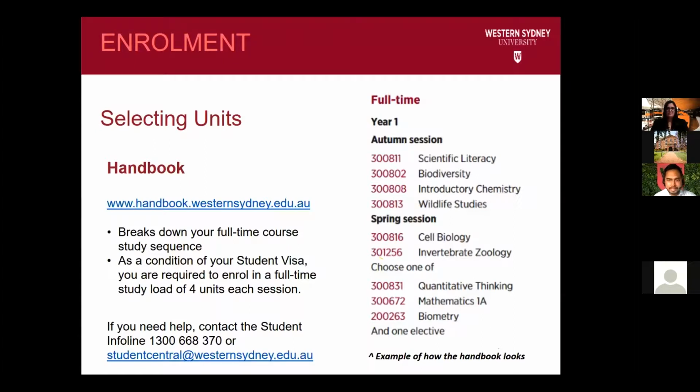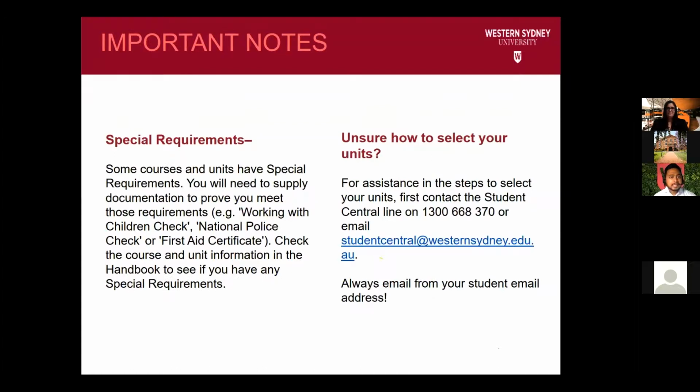Moving on to the next slide. There are some units where you might have a bit of a troubleshoot, a bit of an issue to enroll in or to secure your enrollment. These might be due to the special requirements that these units require. Some courses and units have special requirements. You'll need to supply documentation that you meet those requirements.